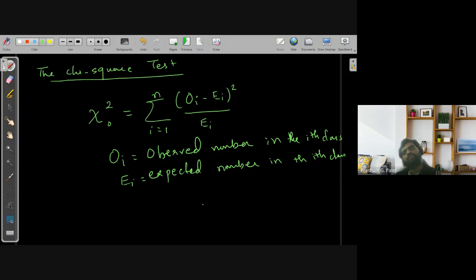What is the expected value? Ei is capital N upon small n, where capital N is the total number of observations and small n is the number of classes. Let us understand the working rule for this test by an example.